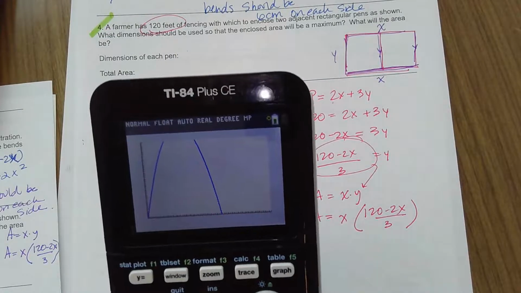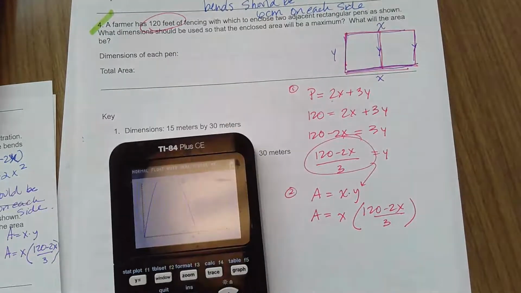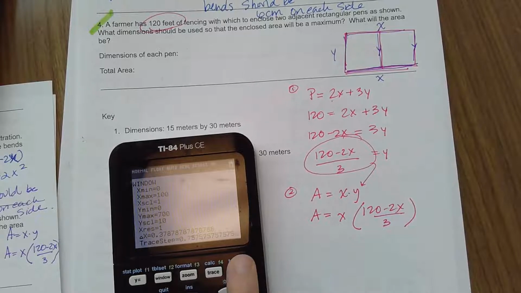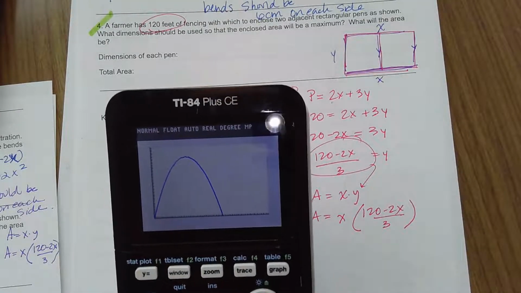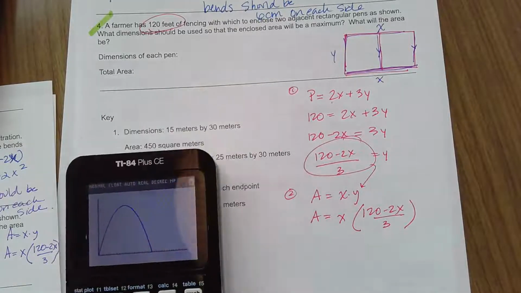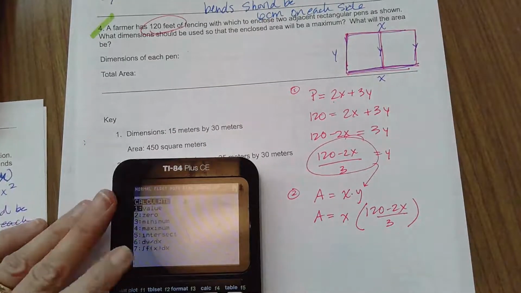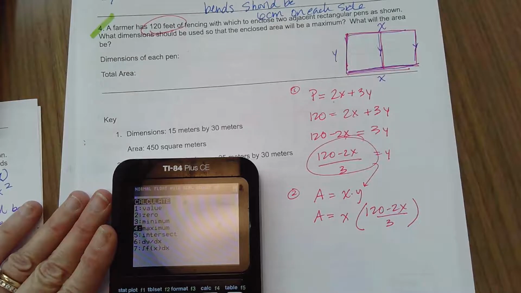Okay, I'm good on the x's. I need a little higher on the y's. So I don't know, go to 700. Let's see what this gives us. Perfect, I can see the top. All right, so this is going to be where the maximum area is. So again, find that max.